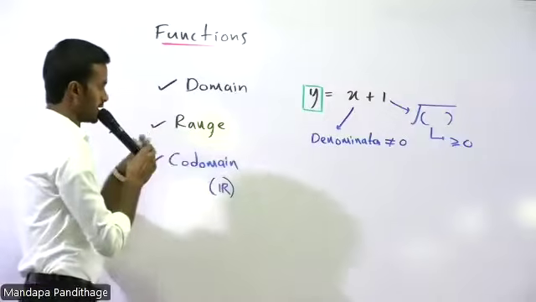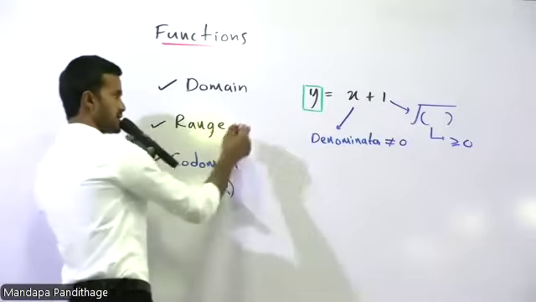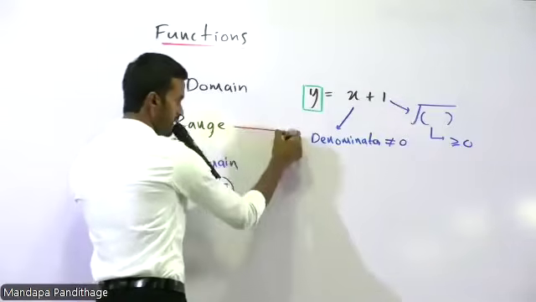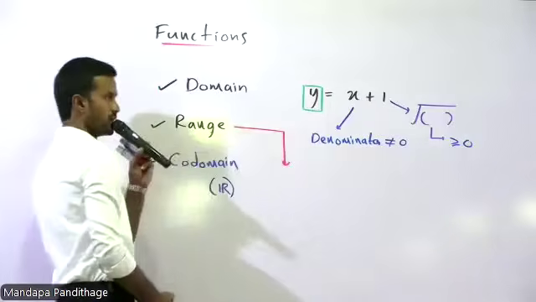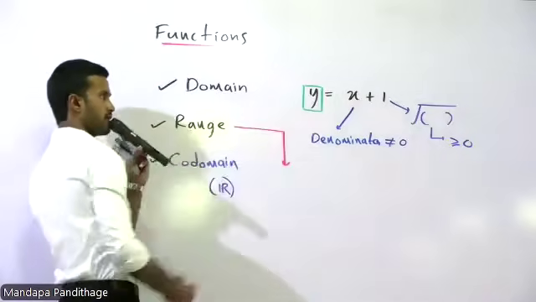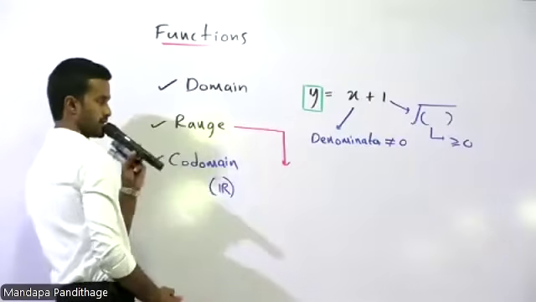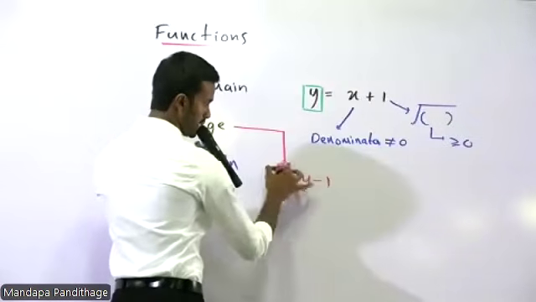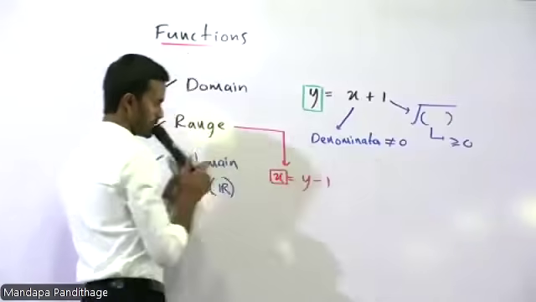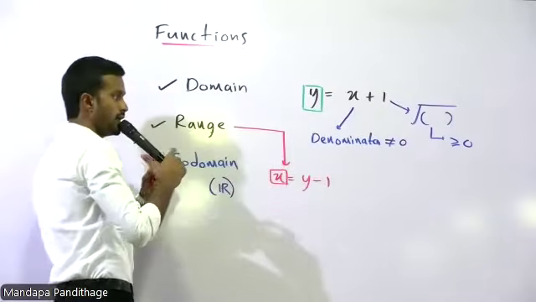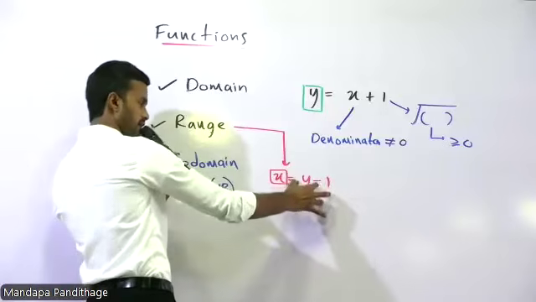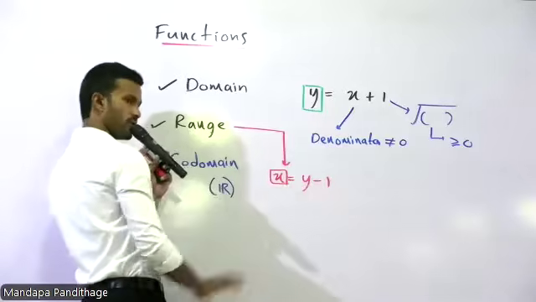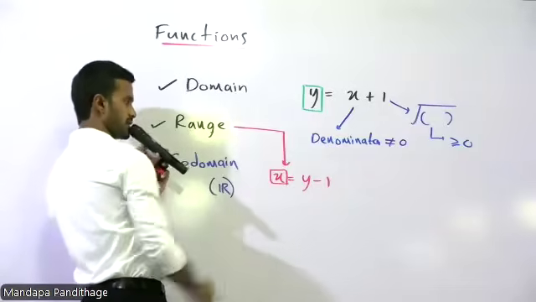To find the range, remember the range is the set of y values that make x real. For that purpose, the first thing we have to do is make x the subject. So x is equal to y minus 1. Now when you substitute a particular y value, you can check whether x is real or not, because x has been made the subject.